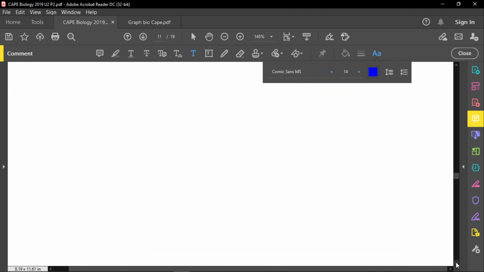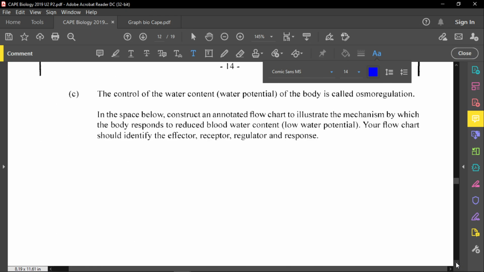All right, so let's go into now the last part of this question. The last part, which is part C, says that the control of the water content, which is the water potential of the body, is called osmoregulation. In the space below, construct an annotated flow chart to illustrate the mechanism by which the body responds to reduce water content, which is low water potential. Your flow chart should identify the effector, receptor, regulator, and response.